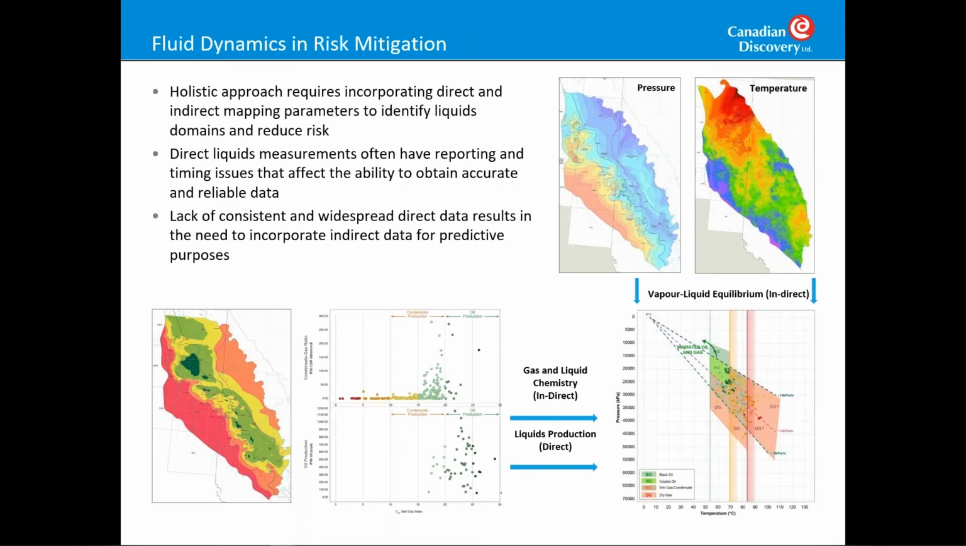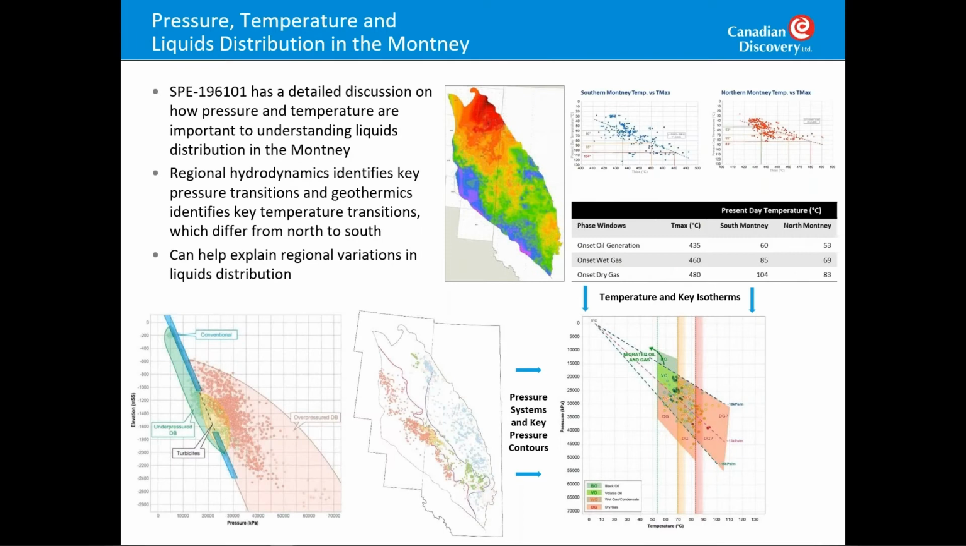So why do we need to use this data? Lack of consistent and widespread direct data results in the need to incorporate indirect data for predictive purposes in order to mitigate development risk. So let's put that another way. Although there tends to be reporting issues with liquids production, if we take an area where the liquids production is relatively well reported and relate it to the gas chemistry, and then take the gas chemistry and relate it to the pressure and temperature environments that drive vapor-liquid equilibrium, this increases the amount of data we have to work with and can improve our capability to predict liquids distribution.